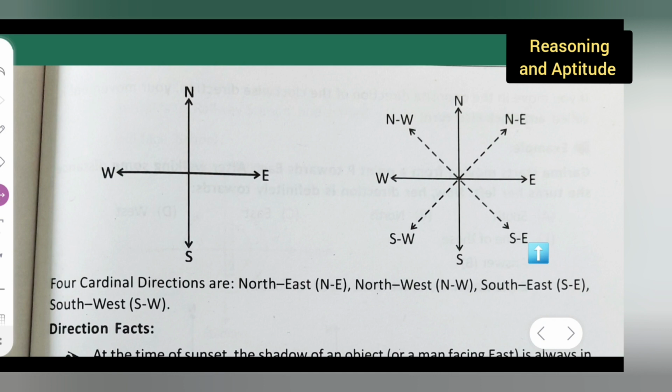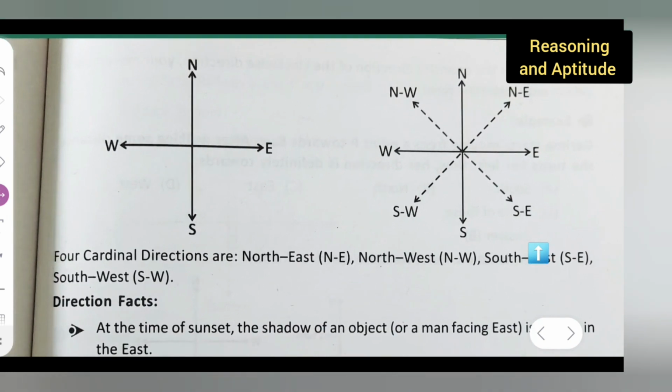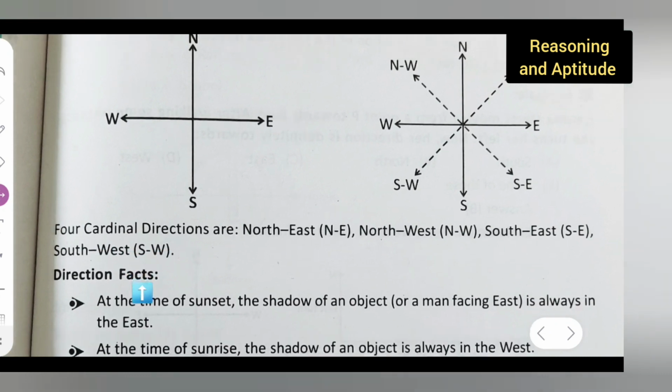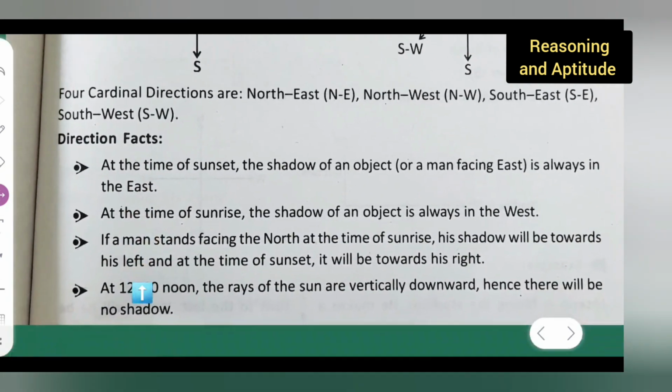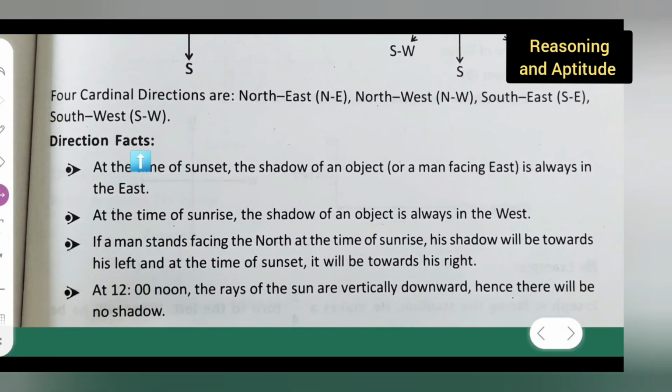You'll have to keep this concept in your mind. Very important concept. Four cardinal directions are northeast, northwest, southeast and southwest. Now there are direction facts. You can all take down the facts.